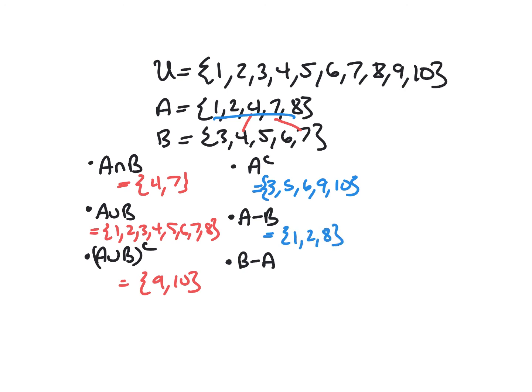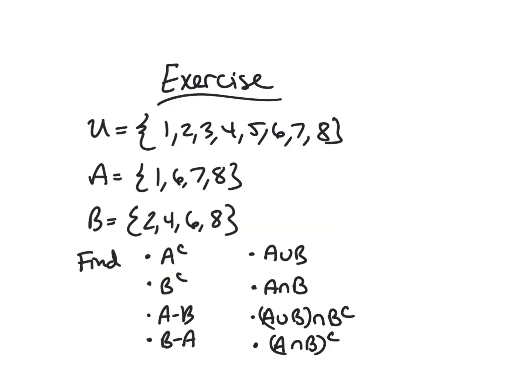And again, we can do the same thing, but the other way, right? So the things in B, but not in A. So this time we're looking down here, 3 through 7, but not 4 and 7. And so this is 3, 5, and 6.